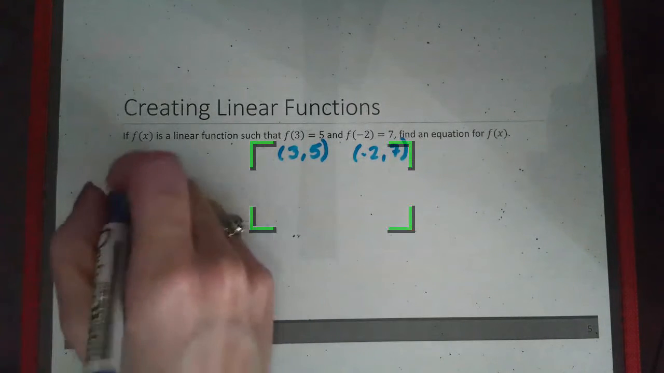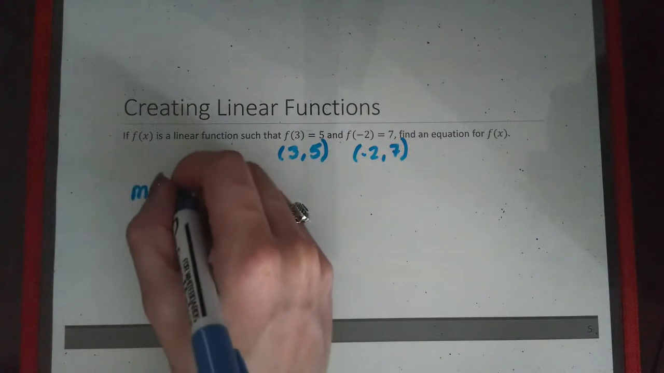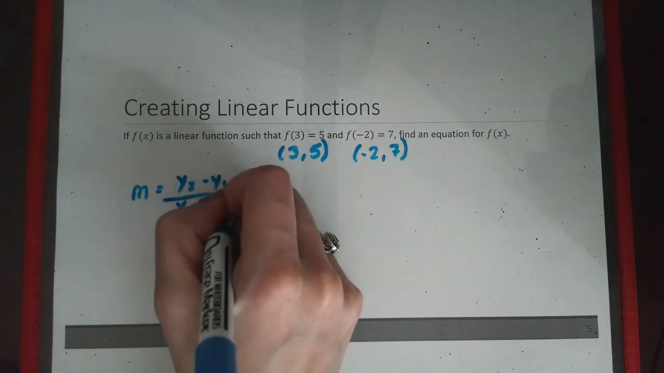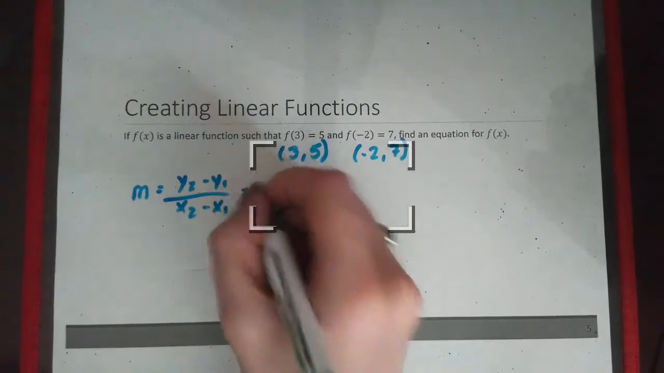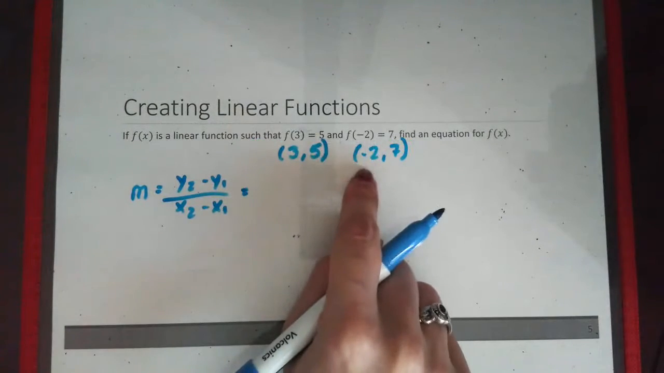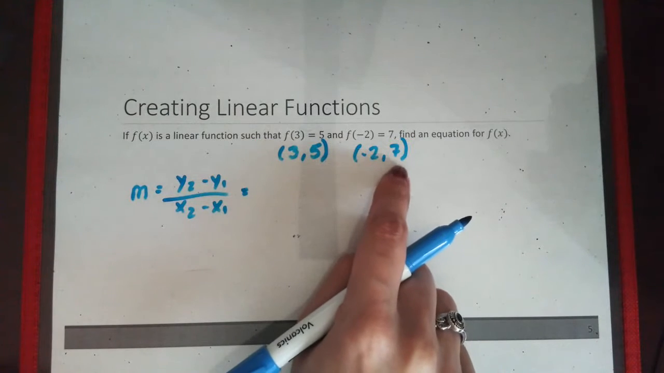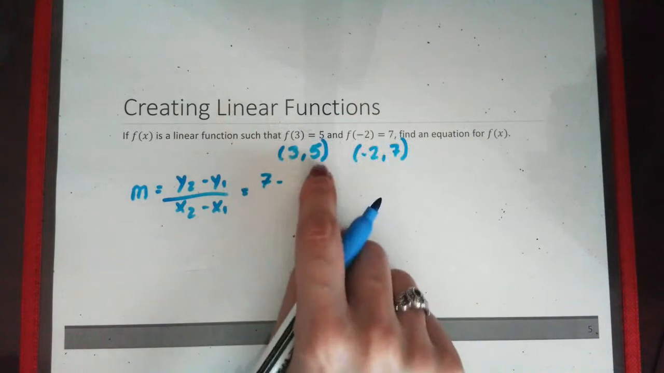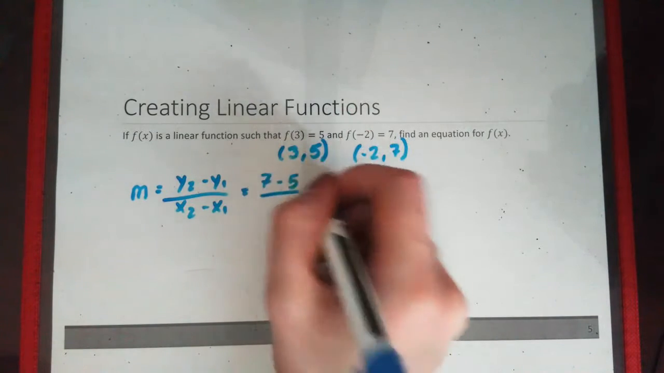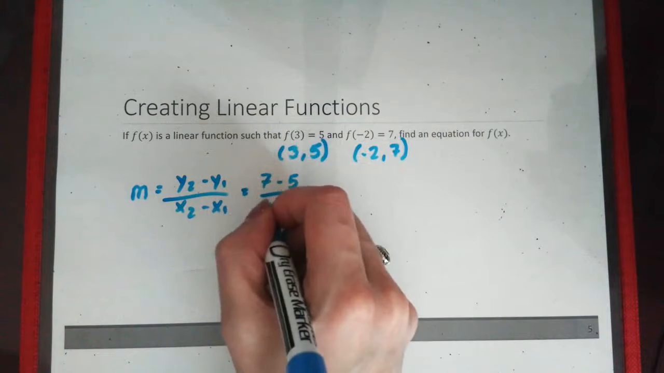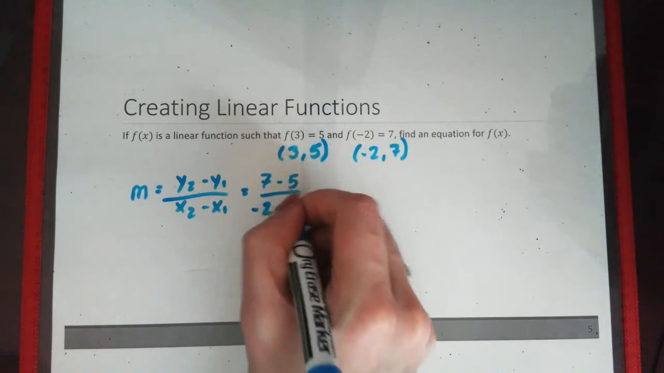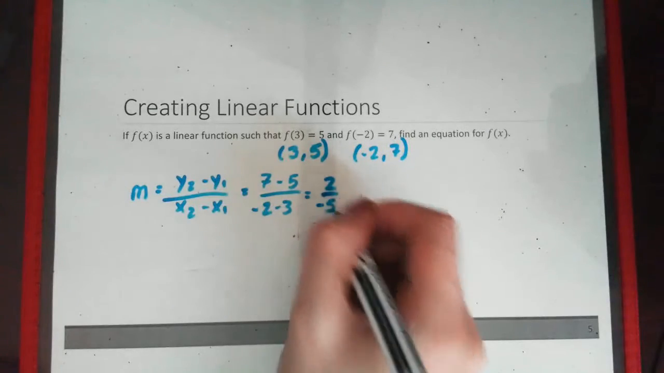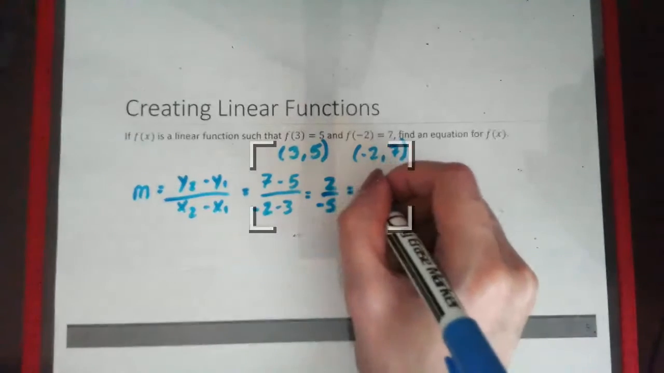We need to find the slope of this line, and we know that our slope m is given by y2 minus y1 over x2 minus x1. I'll use 3, 5 as my first point and negative 2, 7 as my second point. So my y for the second point is 7 minus my y from the first point is 5 over negative 2 minus 3. 7 minus 5 is 2. Negative 2 minus 3 is negative 5. So our slope is negative 2/5.